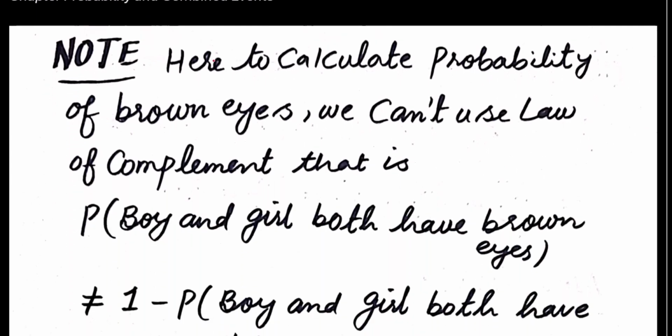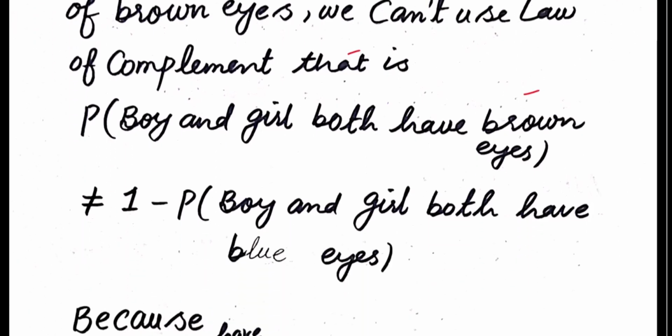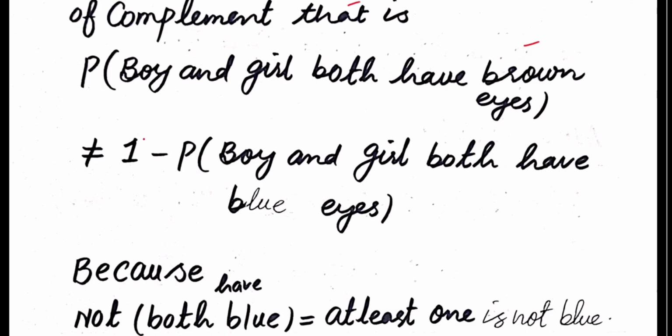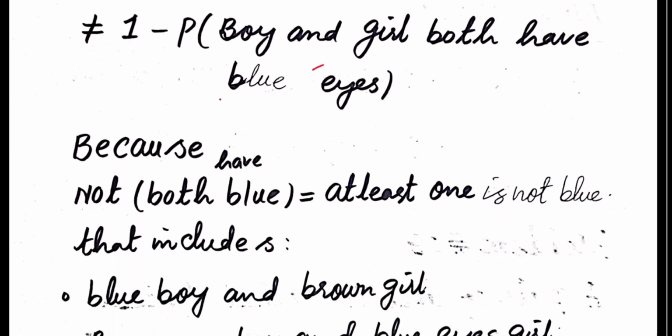Here the important fact is that to calculate the probability of brown eyes, we cannot use the law of complement. That is, if we are interested in finding the probability that a boy and a girl both have brown eyes, this cannot be done by simply taking the complement, 1 minus the probability that the boy and girl both have blue eyes. Why? Because note, both have blue.